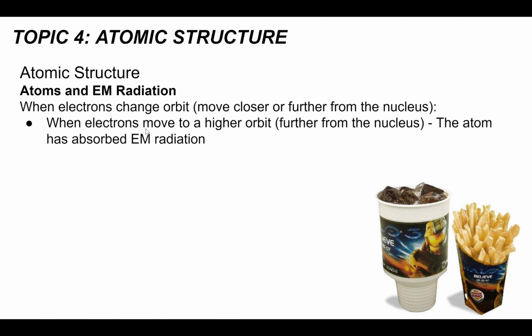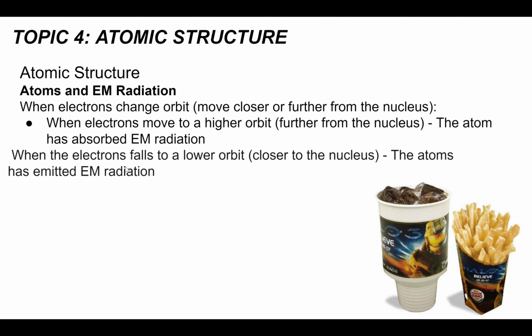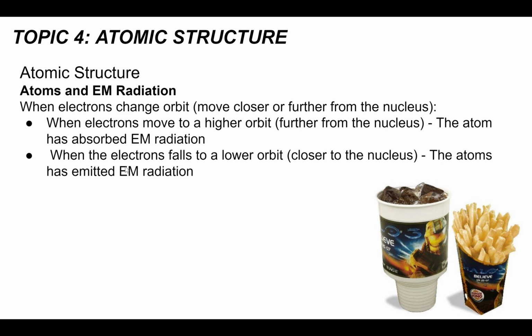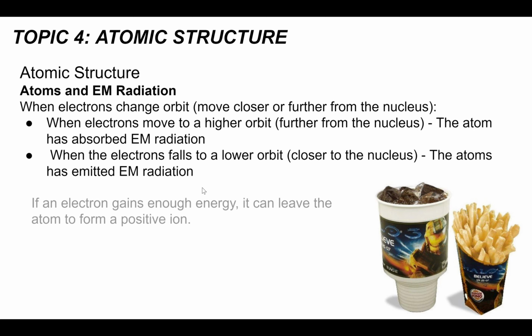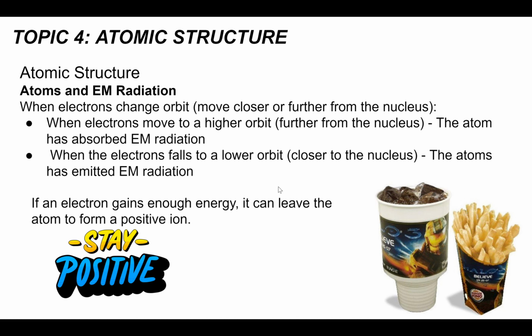When electrons change orbit, moving closer or further from the nucleus: when electrons move to a higher orbit further from the nucleus, the atom has absorbed electromagnetic radiation. When the electrons fall to a lower orbit, closer to the nucleus, the atoms have emitted electromagnetic radiation. If an electron gains enough energy, it can leave the atom to form a positive ion.